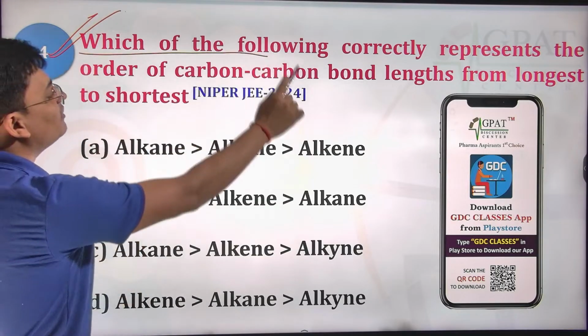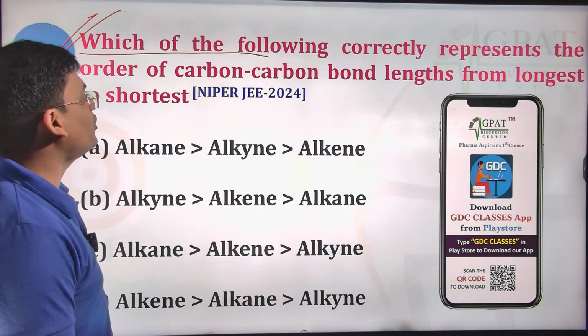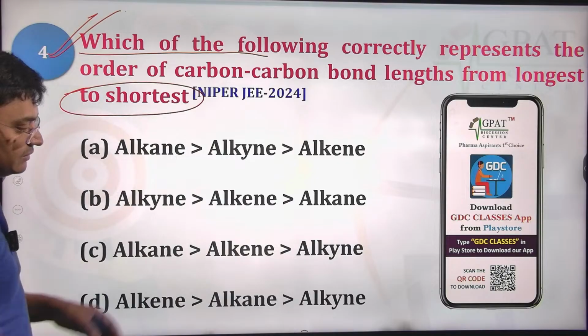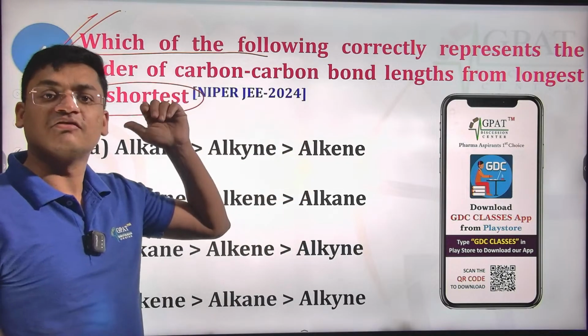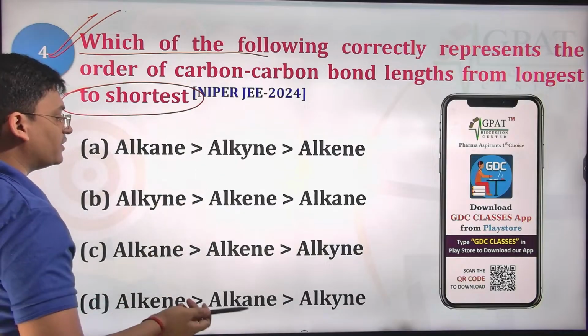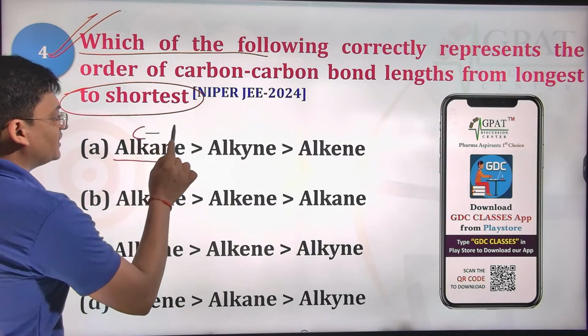So which of the following correctly represents the order of carbon-carbon bond length from longest to shortest? Again, we are having the same question regarding the concept that we have studied in the first question, that is the longest and the shortest bond length. So we are having alkanes, that is having carbon-carbon single bonds.